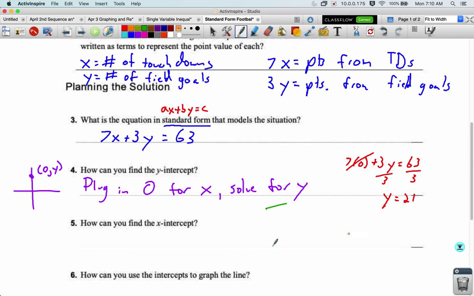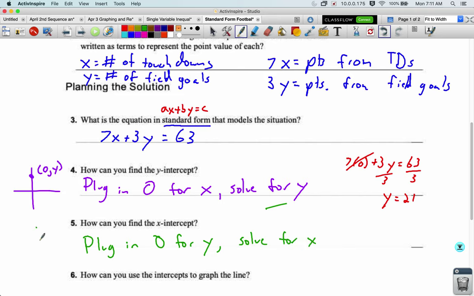Okay, so to find the x-intercept, we plug in 0 for y, and solve for x.